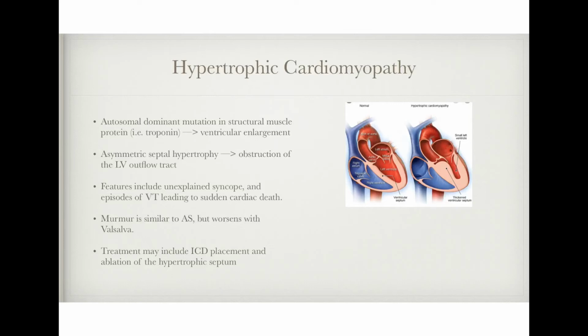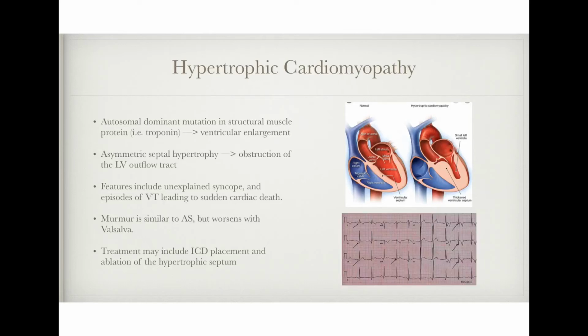Here's a diagram of hypertrophic cardiomyopathy. Here you see the normal left ventricle with equal thickness of the myocardium across all the walls, whereas in hypertrophic cardiomyopathy, especially in the septal variant, the septal wall is unusually thick and bulges out, obstructing blood from getting out through the left ventricular outflow tract through the aortic valve.